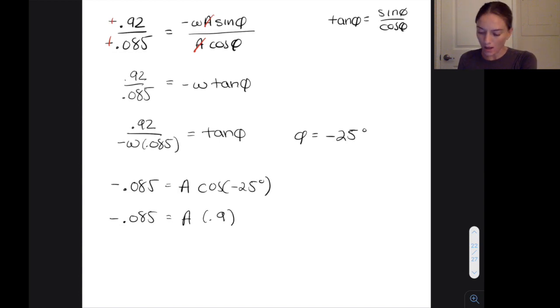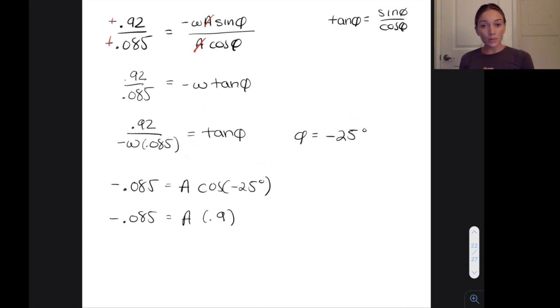Now, if you go to solve for the amplitude, you're going to get a negative answer for the amplitude, right? Because we have a negative over here. Our cosine came out positive, so that means our amplitude has to be negative, right? And a negative amplitude doesn't really make sense. Our amplitude is always positive, so that means that we did something wrong. And the thing that we did wrong was here when we took the inverse tan.